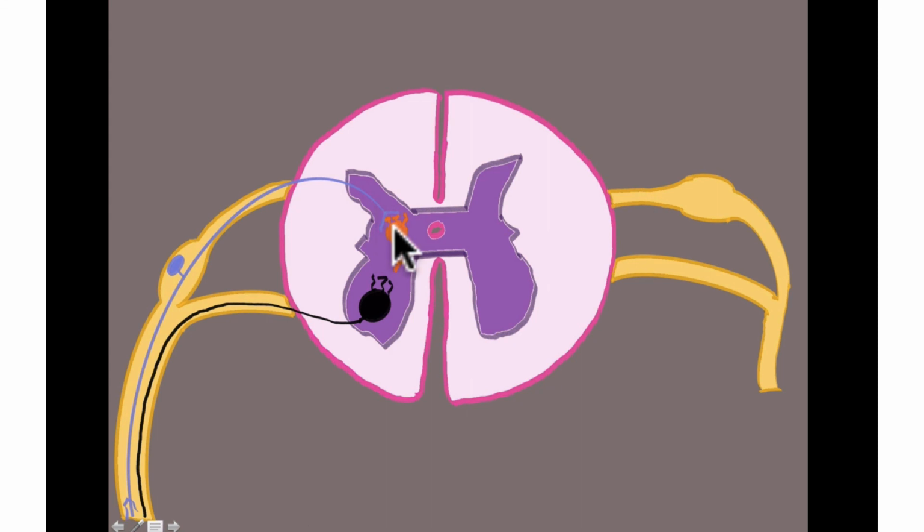Now, this interneuron could be doing one of 2 things. It could be going superiorly up to the brainstem and then en route to the cerebral cortex. Or if this were a reflex loop, it would immediately be synapsing with the motor neuron, sending a signal back through that same nerve that it arrived on.